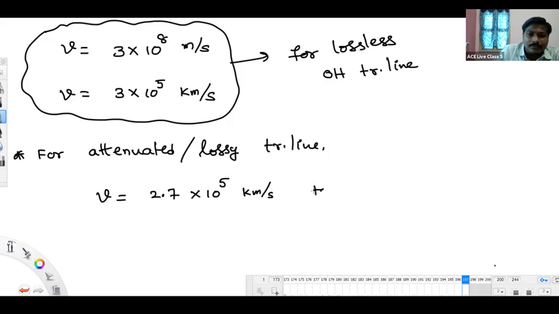by second to, I think 2.5 to 2.8 approximately. 2.5 into 10 power 5 to 2.8 into 10 power 5 kilometers by second. That's the range of velocity of wave propagation if the line is consisting some loss. Okay. Next.